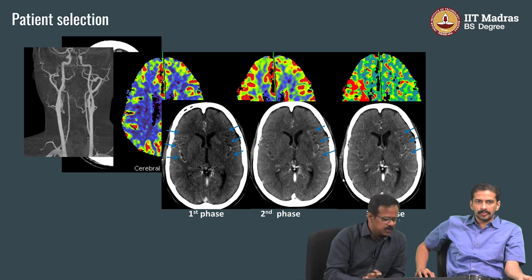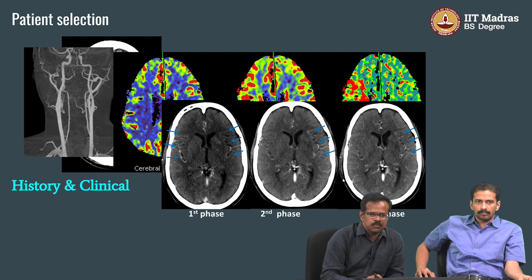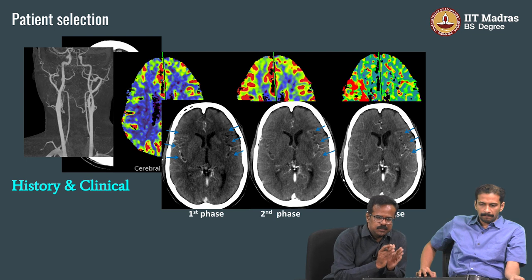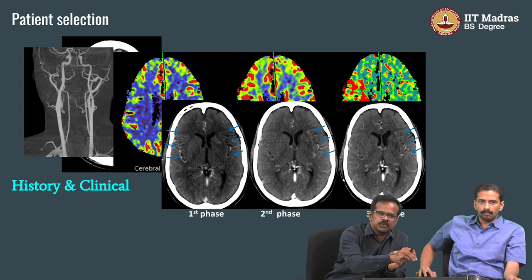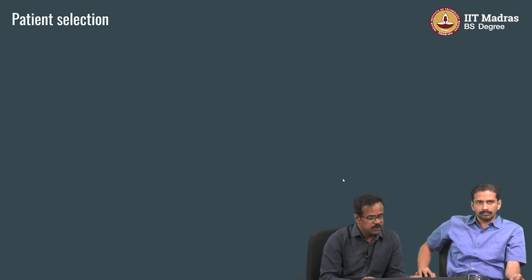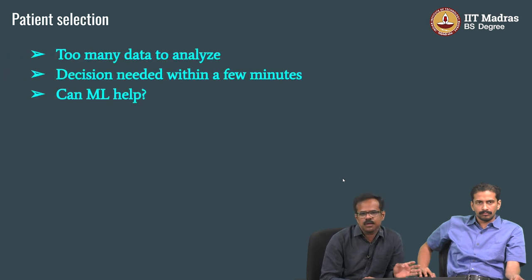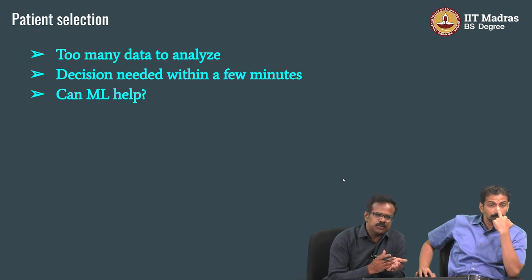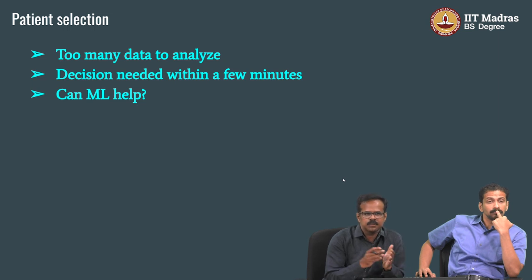I'm just highlighting how much data there is in 5 minutes, along with the history and clinical data of what happened to him. This much data should be processed by a radiologist or interventionist in a few minutes to decide whether to do that operation or not. Here comes the scope for AI. In 1 in 5 patients, our decision may be wrong. We may ignore a correct patient who could have benefited, and also select the wrong patient. That can happen.